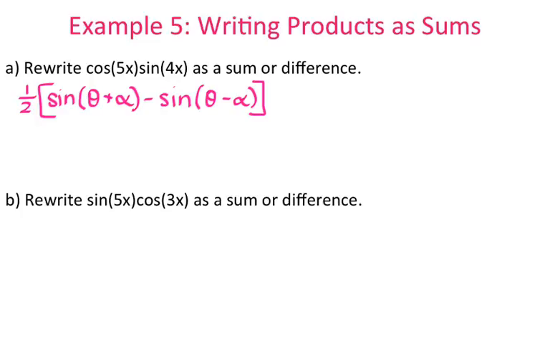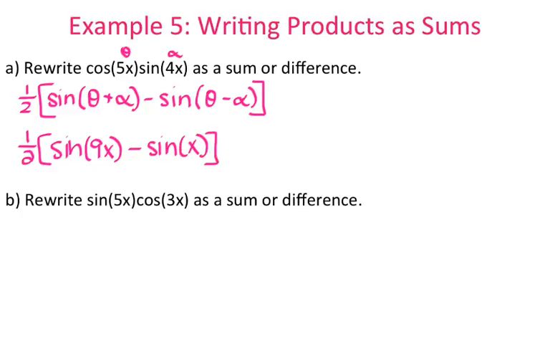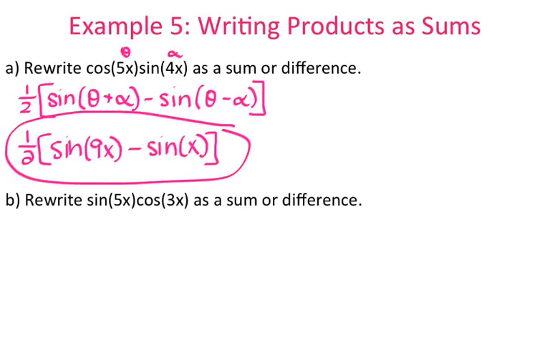Okay. So it was cosine times sine, so I looked at my product to sum formulas, looking for cosine times sine, and that's 1/2 sine of theta plus alpha minus sine of theta minus alpha. Here's your theta, here's your alpha. So we just need to plug those in. So that's 1/2 sine of theta plus alpha is 9x minus sine of 5x minus 4x is just x. And that is your answer since it's written as a sum or a difference.